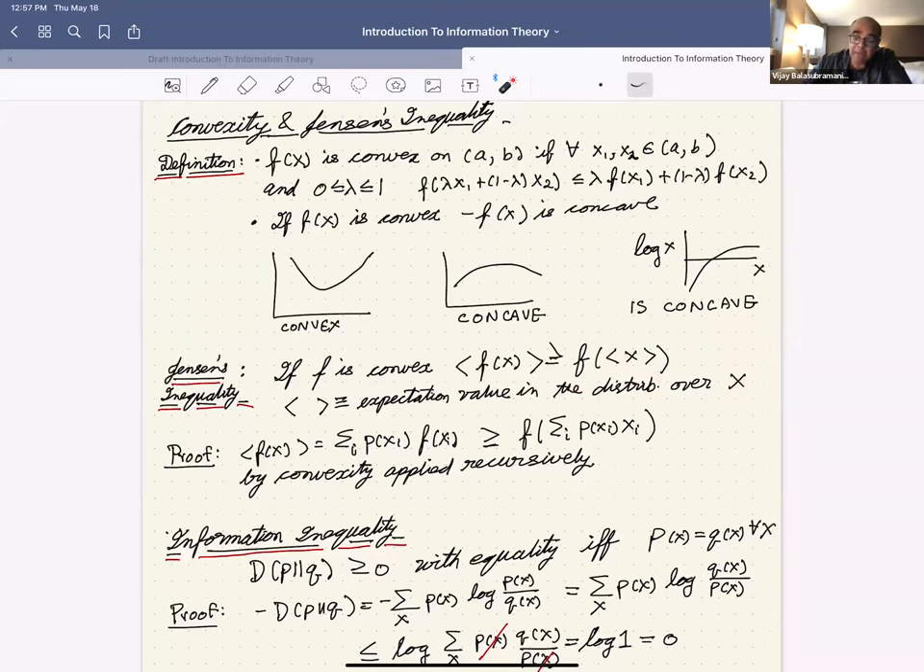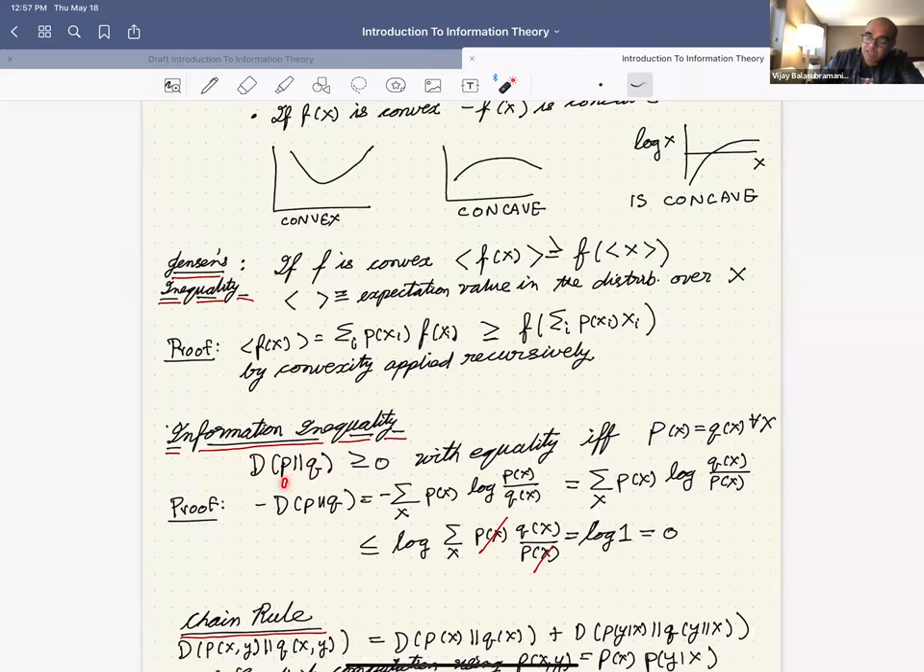Now I'm going to apply Jensen's inequality to the Kullback-Leibler divergence, the relative entropy. The theorem we want is that the relative entropy between two distributions P and Q is non-negative, with equality if and only if the two distributions are equal. The way you see this is you write out minus the relative entropy. That looks like minus the sum on x of p of x log p of x over q of x. Putting the minus sign into the log, that's the sum on x of p of x log q of x over p of x. So this looks like an expectation value.